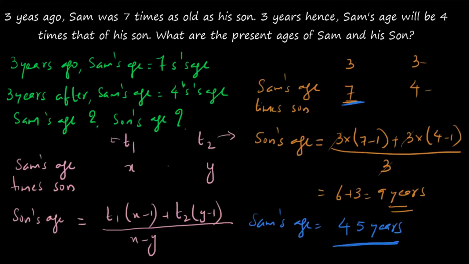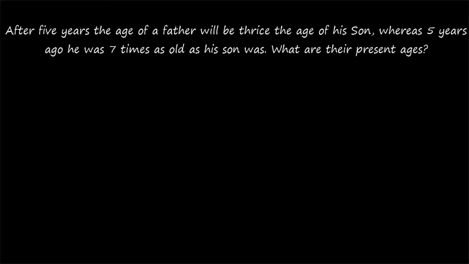Second question: after 5 years the age of a father will be thrice the age of his son, whereas 5 years ago he was 7 times as old as his son was.